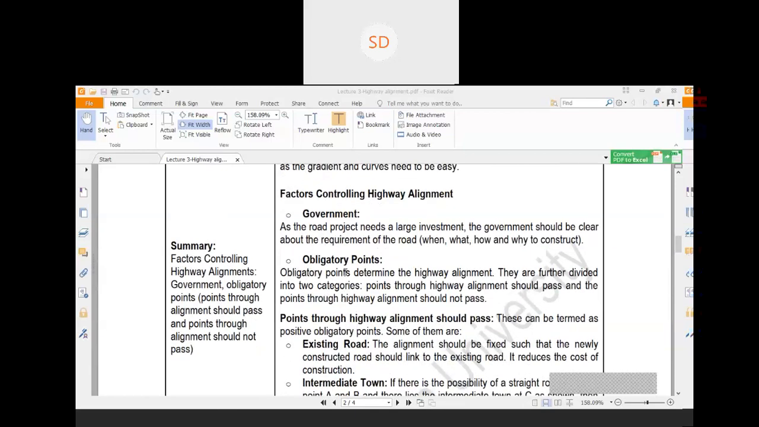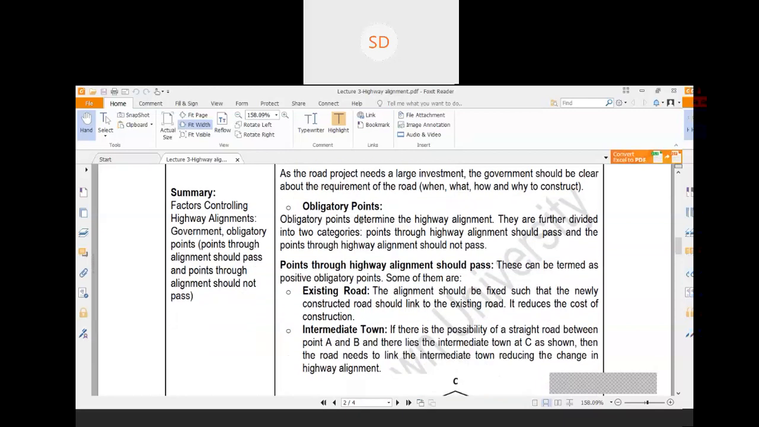Now, these are the factors controlling highway alignment. So there are different factors which control the highway alignment. The first one is government. Why government? Because government is the main body which invests in the highway. Therefore, whenever you are going for any highway project, it needs to be cleared from the government end. Otherwise, you won't get any fund for your project.